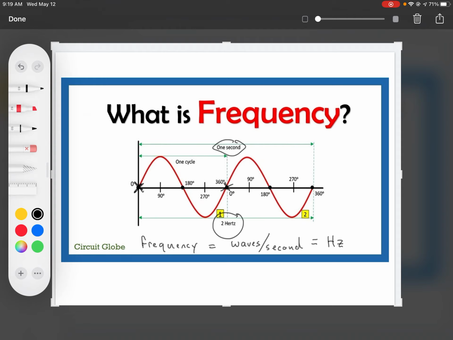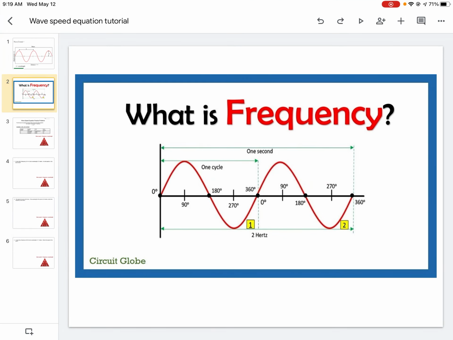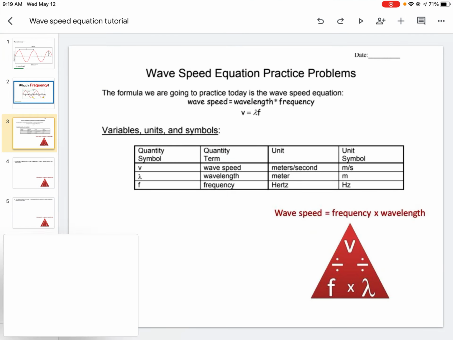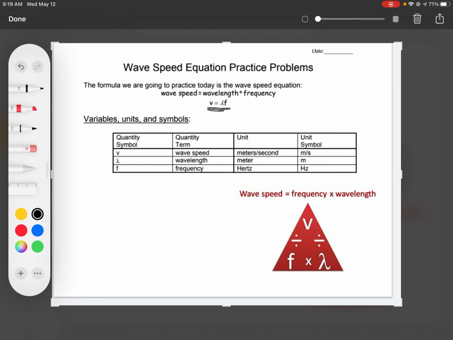Now we're ready to work some wave speed problems. This is a worksheet that you should have on wave speed right here. And it has the basic equation for wave speed written at the top here. So that's wave speed, which is V, equal to lambda, wavelength, times F, which is frequency. You have all three variables here and the units for each one. Wave speed is in meters per second. Wavelength is in meters, and hertz is the units for frequency.